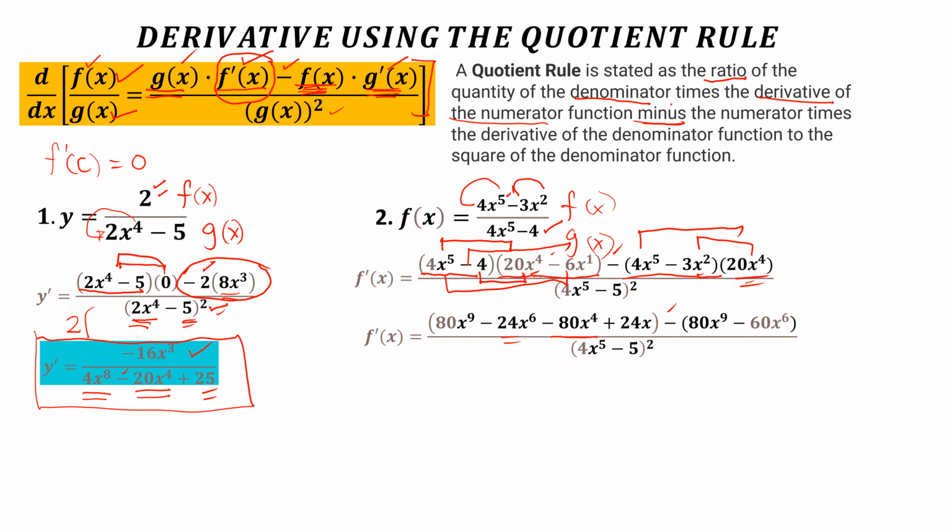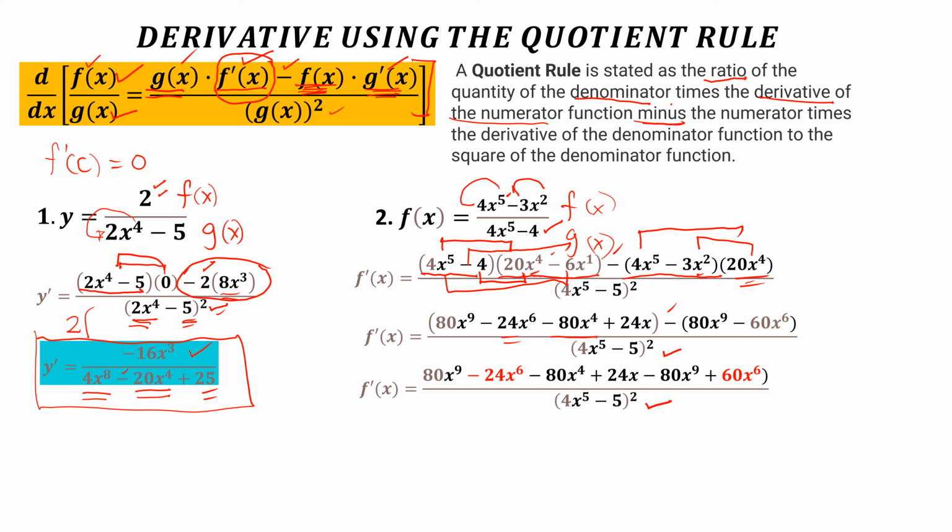By the way, in the denominator, you can expand it into its perfect square trinomial, or else you can just write it as is. Not unless you are instructed to expand, you can remain your denominator in this way.